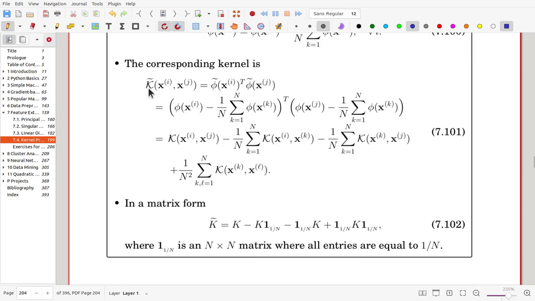It can be written in this way. The k tilde, the normalized one, comes from the original one. We subtract 1 over n times k, and then, in a sense with the transpose, we multiply the other way, and then there is the 1 over n squared term, so we multiply on both sides. 1 over n is the n by n matrix with all entries equal to 1 over n. So this can be realized very quickly, and in just one line you can normalize it.